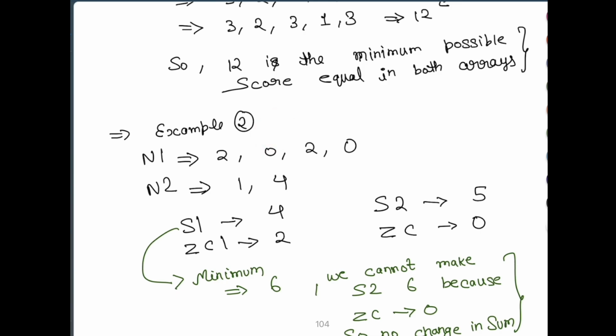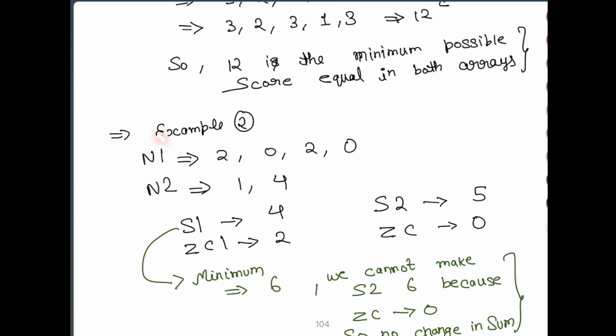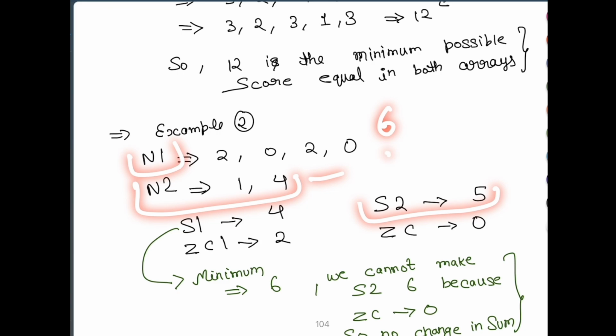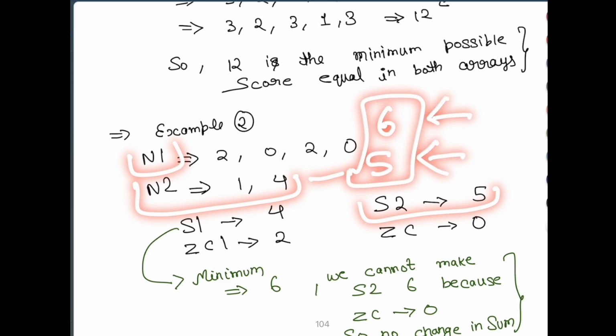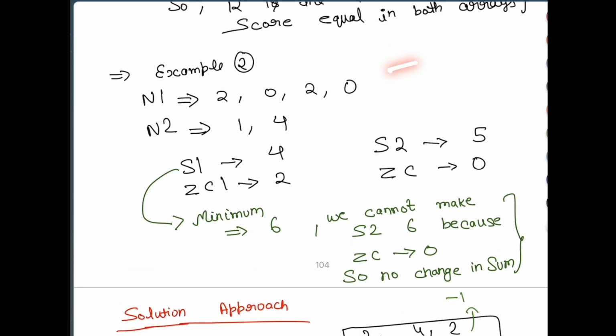So the minimum sum possible for the nums1 array is 6. That is, we are going to replace this 0 with 1 and this 0 with 1. So it is 2 plus 1 plus 2 plus 1, which is 6. So the minimum sum possible according to the first array is 6 and the sum of the second array is 5. 5 is fixed, right? We cannot change the sum in the nums2 array, and the minimum sum in nums1 is 6. The sum in nums2 is 5. We cannot make both of them equal, right? We cannot increase this and we cannot decrease this. So we cannot make both of them equal. So we are going to say the output in this scenario is -1.